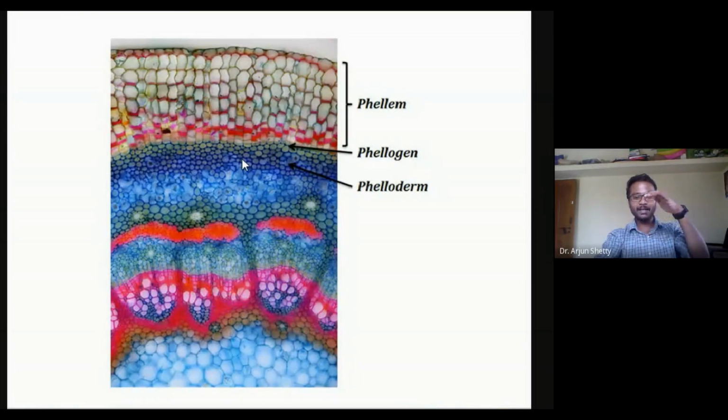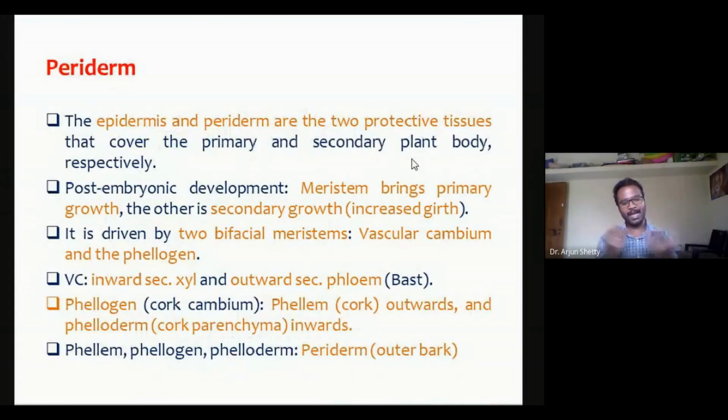When the plant is at the stage of secondary growth, when they start initiating themselves for secondary growth, the cork cambium will form. This cork cambium is going to divide periclinally. The outermost, topmost cell will divide and form the phellum, and the bottom cell will divide internally, toward the stele or the pith region, and those cells will be phelloderm. So all these three together, phellum, phellogen, and phelloderm, will be considered as the periderm. Now let me take you to the characteristic features of the periderm.